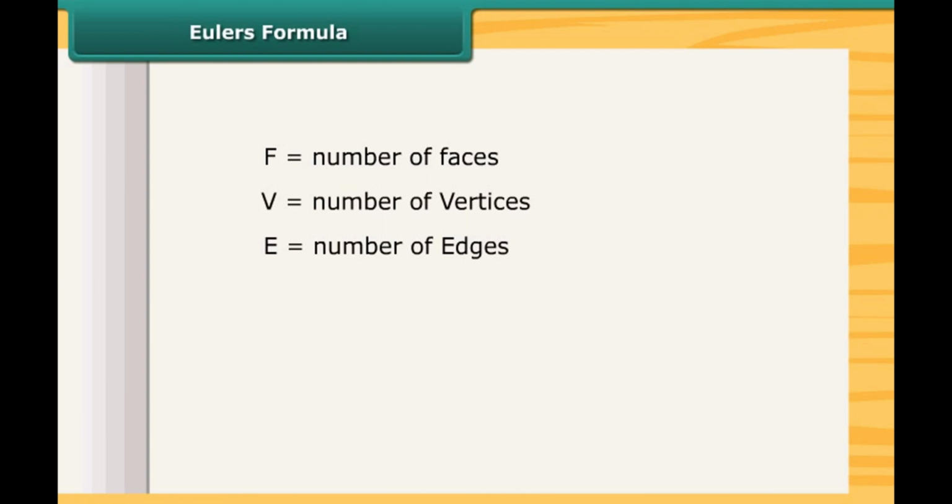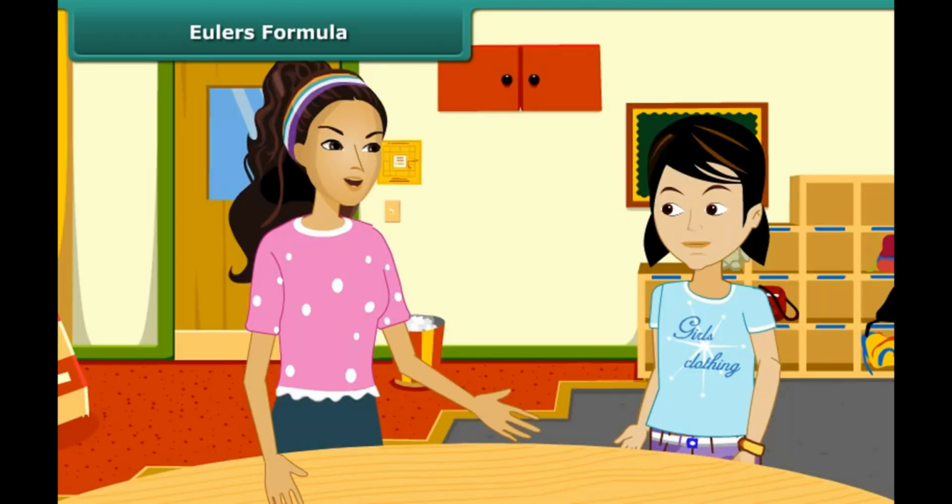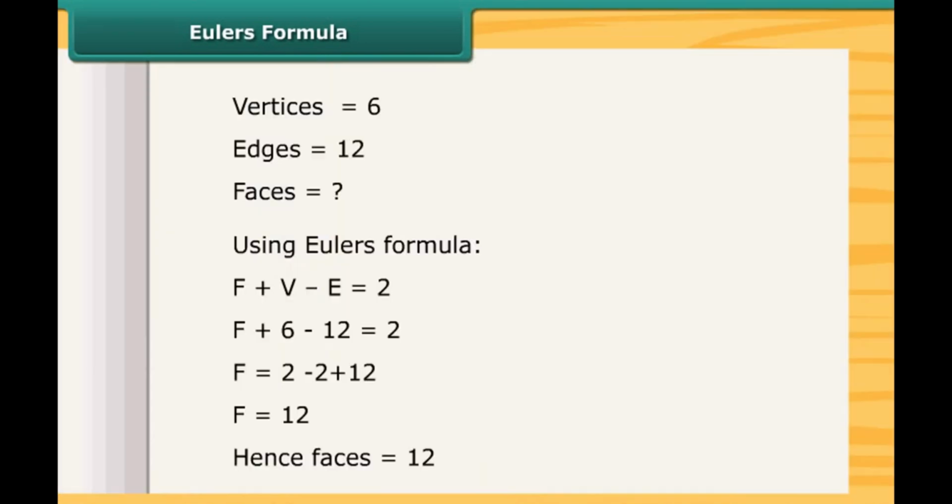If F stands for the number of faces, V stands for the number of vertices, and E stands for the number of edges, then Euler's formula is F plus V is equal to E plus 2. That is, F plus V minus E is equal to 2. This formula is true for any polyhedron. If the number of vertices and the number of edges of a polyhedron are given, then we can find the number of faces of that polyhedron using Euler's formula. And if the number of faces and the number of vertices are given, then can we find the number of edges? The two values are given, then we can find the third value using Euler's formula. Here is an example.